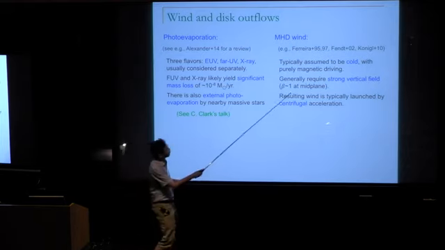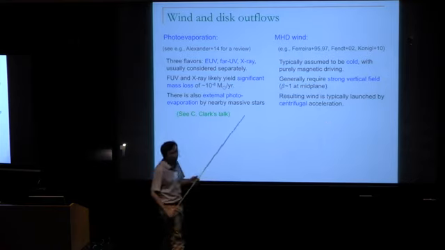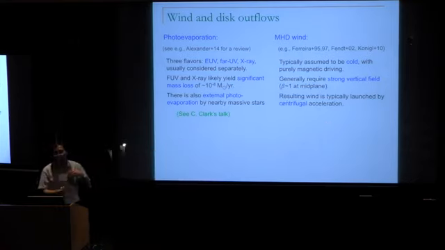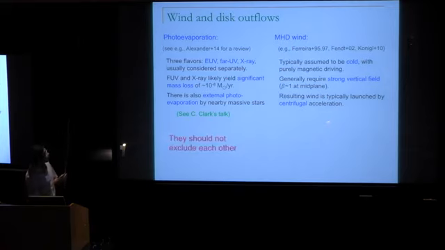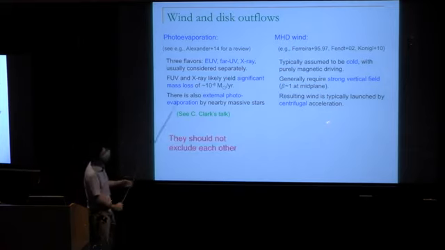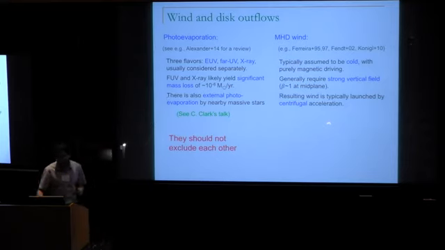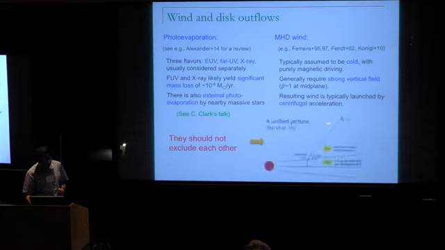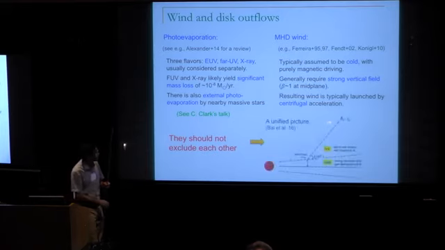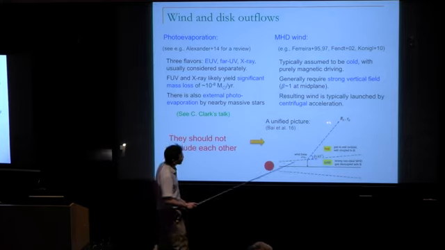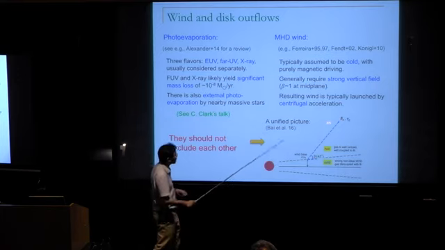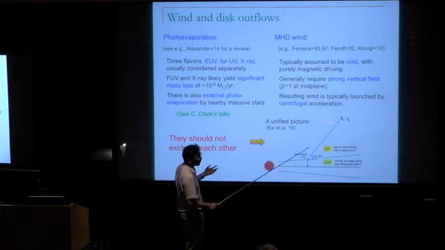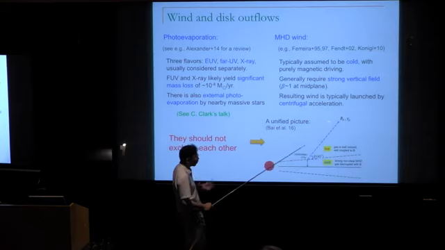And because you have such a strong field, the wind is typically in the centrifugal regime. The magnetic field lines are very stiff, so anything on the gas will be flung out by the centrifugal force. But I would say these two things should not really exclude each other. We really need to marry photoevaporation with MHD. So that's what we proposed, a unified picture where you have MHD wind, which drives the accretion. Photoevaporation doesn't transport and doesn't drive accretion. You have MHD wind, but because this region is heated, the wind is a hot wind, not a cold wind.